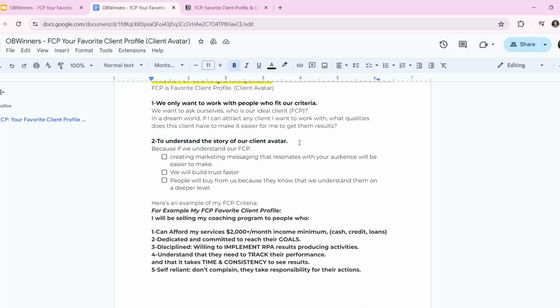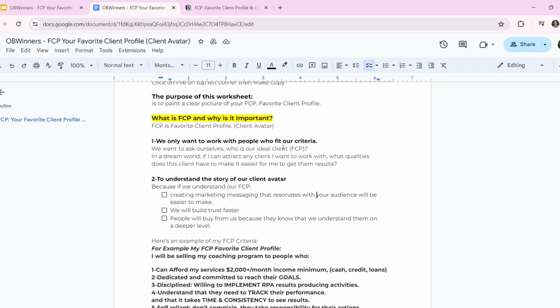Because if we understand our FCP, creating marketing messages that resonate with your audience will be easier, we'll build trust faster, and people will buy from us because they know that we understand them on a deeper level. Okay, there is a saying: if you understand people's problem more than they understand themselves, they assume that you have the solution. And of course we have the solution, and they will trust you, and they will bond with you. They go from followers, they turn into fans, and from fans into clients. Okay, so for two reasons we need to create this.